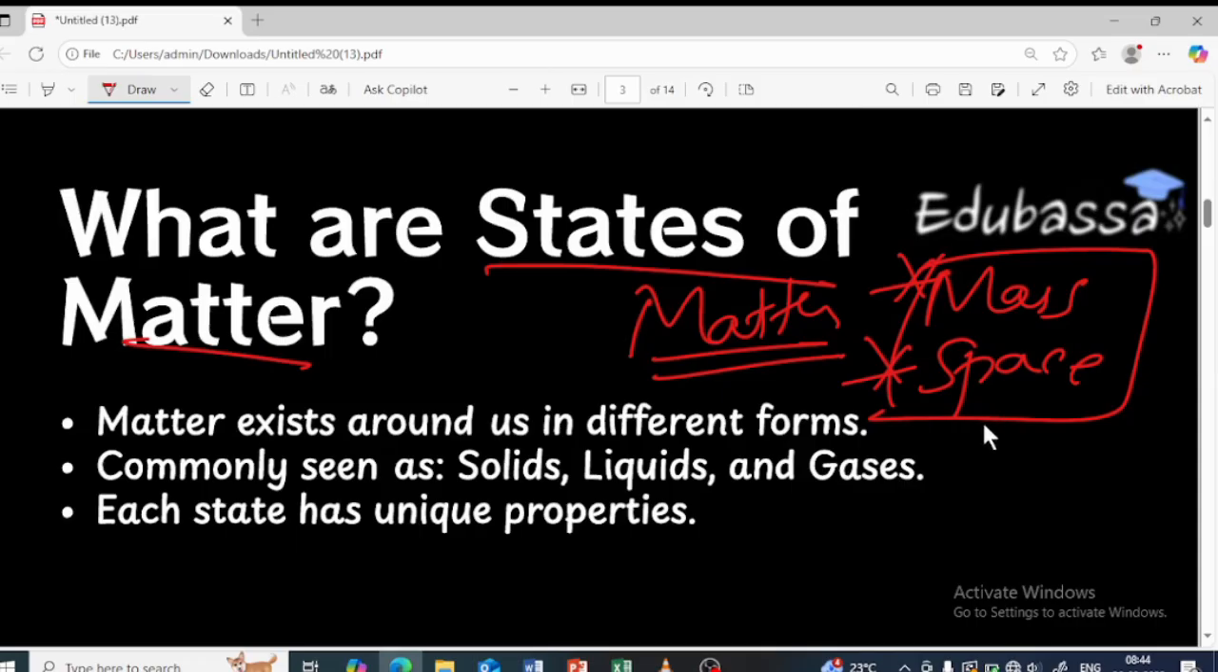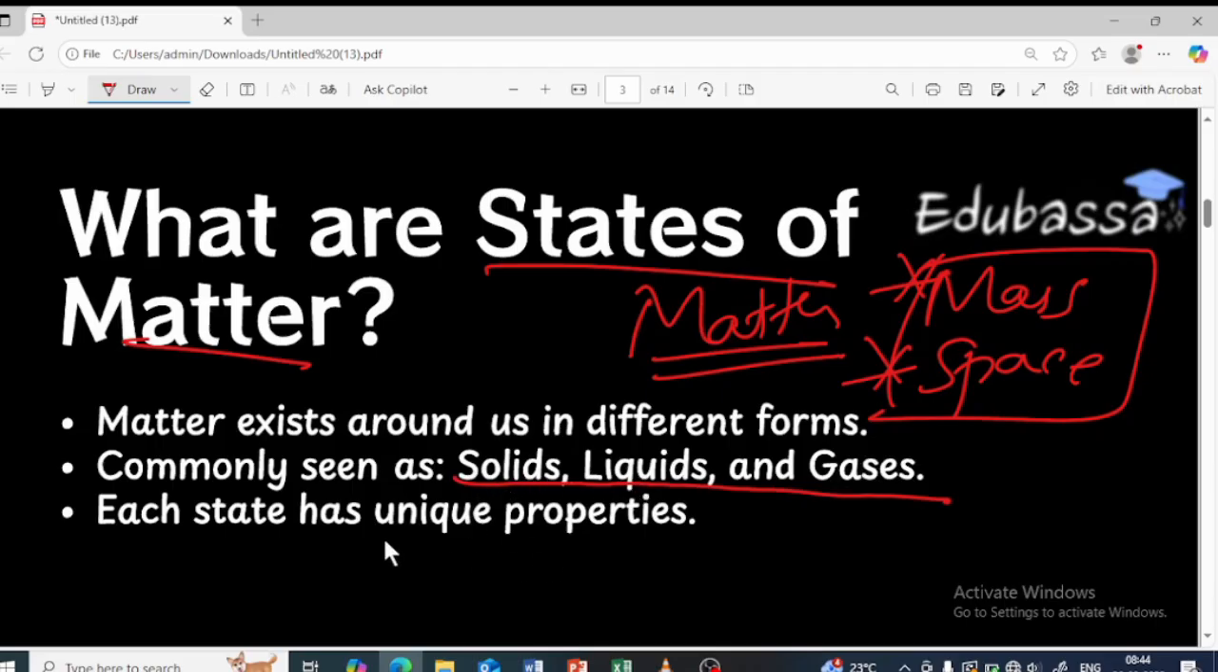Am I right? Now all of this matter, be it the phone, be it water, be it the gas, the air, the oxygen, all of this exhibit in the different states, right? So these are nothing but the states of matter. They are commonly seen as solids, liquids and gases. So these are the three states of matter: the solids, the liquids and the gases.